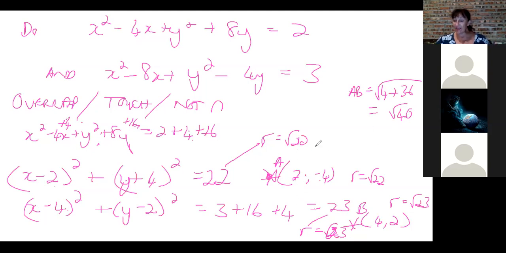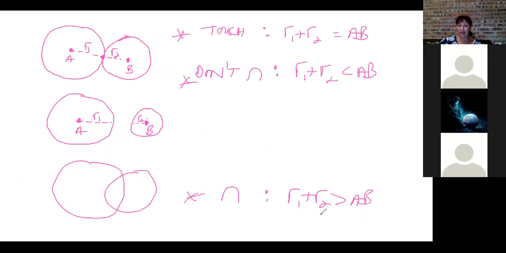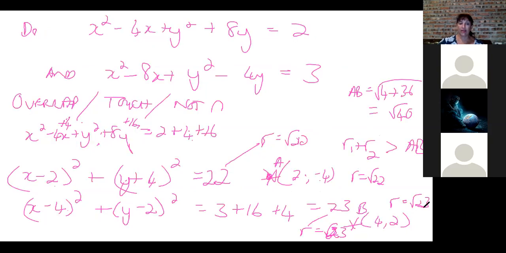Is it less than that, or is it greater than that? Okay, so if you work out root 22, it is 4 point something and 4 point something, so 8 point something maybe. But the square root of 40 is only 6. So in other words, R1 plus R2 is greater than AB. And remember, if it's greater than, they intersect in 2 places. Okay, important.